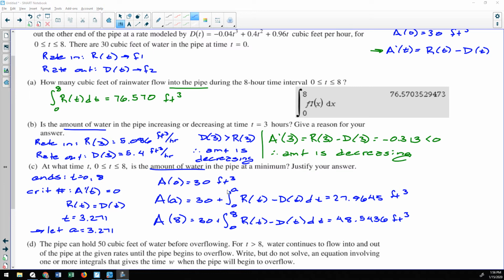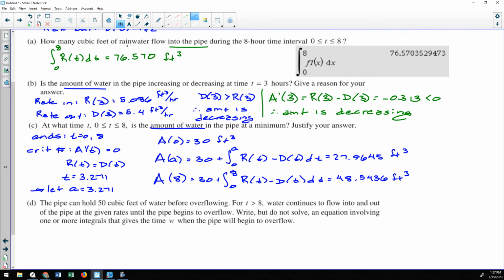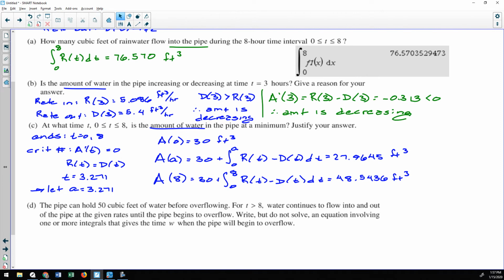So my amounts are 27.9645 and 48.5436. And once I do this, I go back and read the question to make sure that I answer it correctly. This problem is asking at what time is the amount of water a minimum. It's not asking for the minimum amount. So while I can see that the minimum amount is 27 point something feet cubed, the time that that occurs is 3.271 hours.